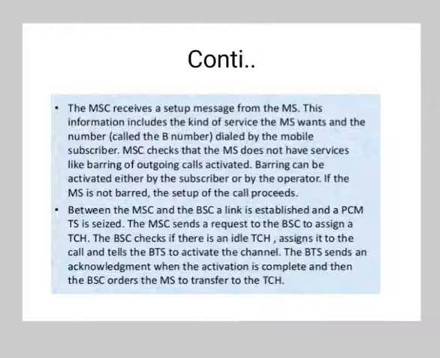So the MSC receives a setup message from the MS, and this information includes the kind of service the MS wants and the number called, the B number, dialed by the mobile subscriber. The MSC checks that the MS does not have a service like barring of outgoing calls activated. The barring can be activated either by the subscriber or by the operator. If the MS is not barred, the setup of the call proceeds.